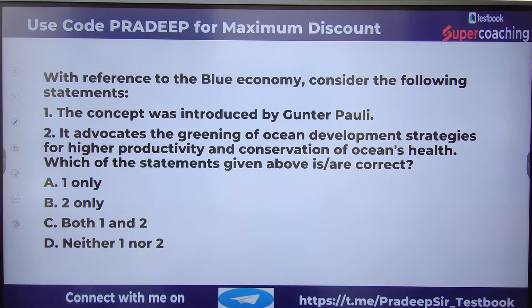The question is, with reference to the blue economy, consider the following statements. The very first statement is, the concept was introduced by Gunter Pauli. The second statement is, it advocates the greening of ocean development strategy for higher productivity and conservation of the ocean's health. Which of the statements given above is or are correct? If only 1 is correct, your answer should be A. If only 2 is correct, your answer should be B. If both 1 and 2 are correct, your answer should be C. If neither 1 nor 2 is correct, your answer should be D.